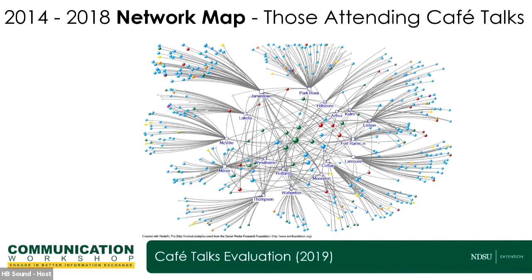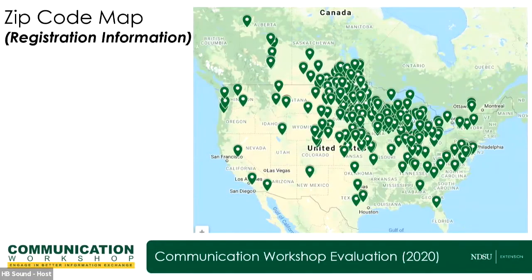Yeah, now there's some other information too. This is a really cool thing you can do from registration information, but you can also do these amazing zip code maps, which I think anyone that follows me on Twitter knows I love posting these, because at registration, we ask you for your zip code. And so this is an example of who was there at the communication workshop back on December 7th. This is the audience we reached.